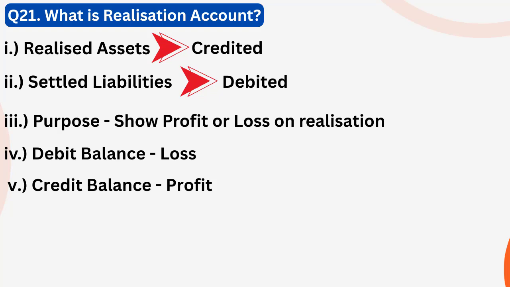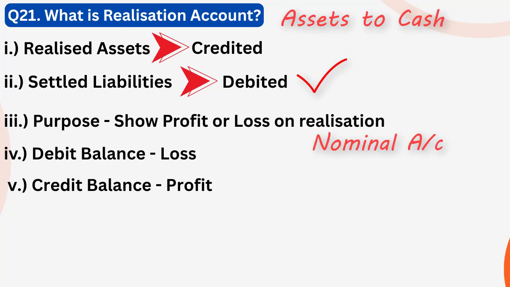The follow-up question to this could be, what is realization account? So see, realization is the process of converting assets into cash. Assets that are realized are credited and liabilities that are settled are debited to this account. The purpose of this account is to show the profit or loss on realization. So it's a nominal account.